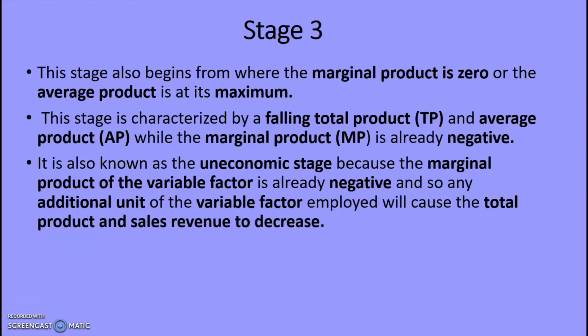So we are saying that since this stage is also known as the irrational stage of production, the producer shouldn't produce in stage 3. Why? Because we already have a falling average product, a falling total product, and also the marginal product is negative. So this is a stage where no producer should produce.